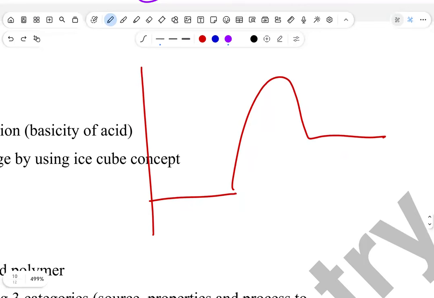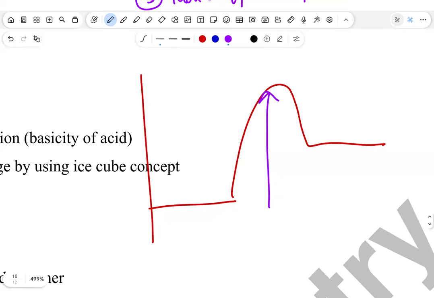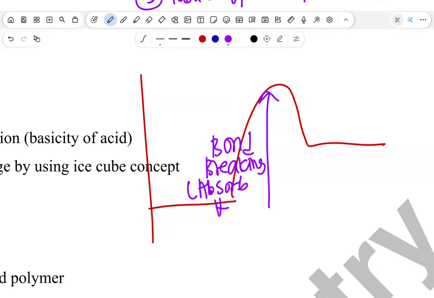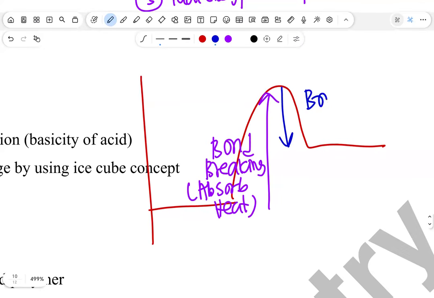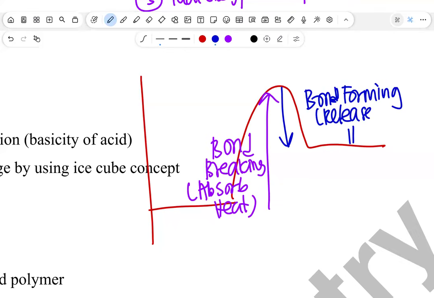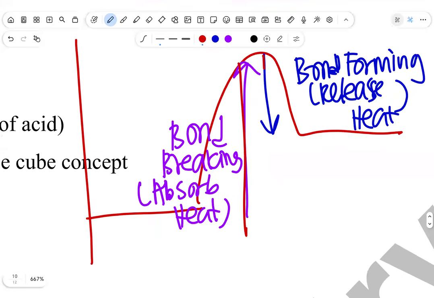So how to know which energy is more? Breaking bond is more or forming bond is more? From the reactant to the highest point, this is bond breaking, and when you want to break the bond, you need to absorb heat. From the highest point to the product, this is bond forming or bond formation. Forming bond releases heat. So which is more? No need to memorize. Look at the length. These two, which is longer?